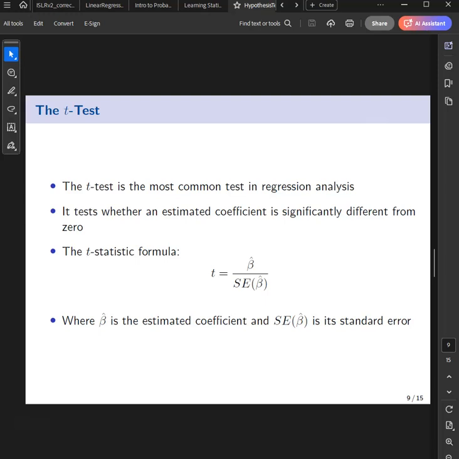The t-test is probably the most common test you will encounter, especially in regression analysis. It tests whether an estimated coefficient is significantly different from zero, in other words, whether a variable has a real effect. The test statistic has a simple formula. It is the estimated coefficient divided by its standard error, so beta hat divided by standard error of beta hat. This ratio tells us how many standard errors the estimated coefficient is away from zero. The larger the t-value in absolute sense, the stronger the evidence against the null.